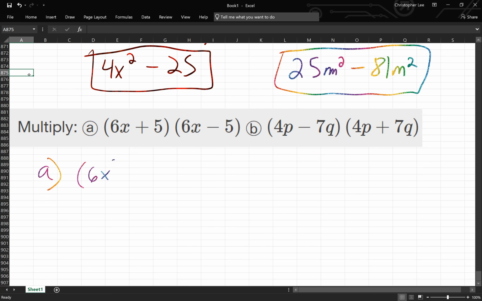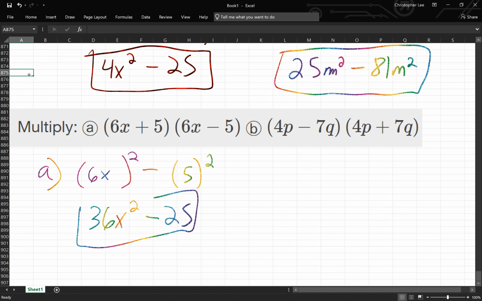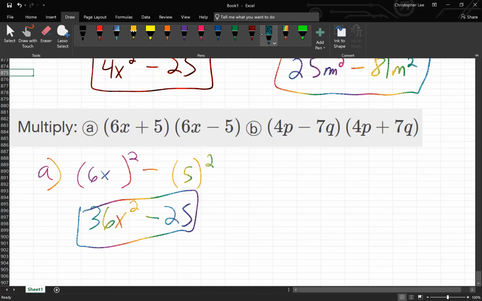First term is going to be 6x squared, minus the second term, which will be 5 squared. Doing the math on this, what do I get? I get 36x squared minus 25. All right. Questions on that? All right, let's keep it moving.